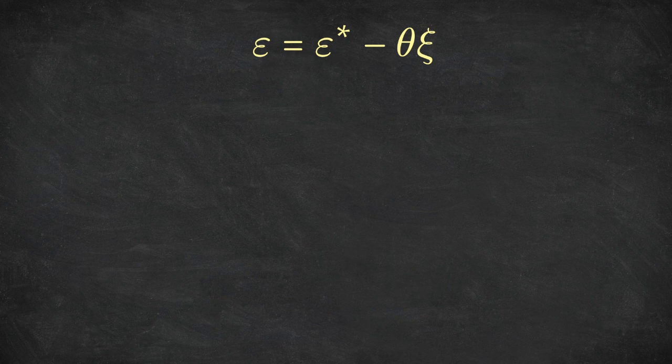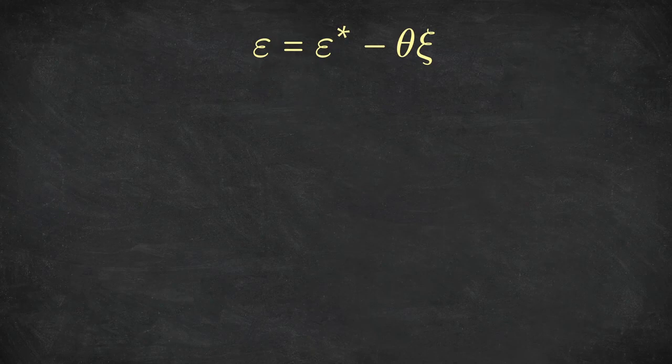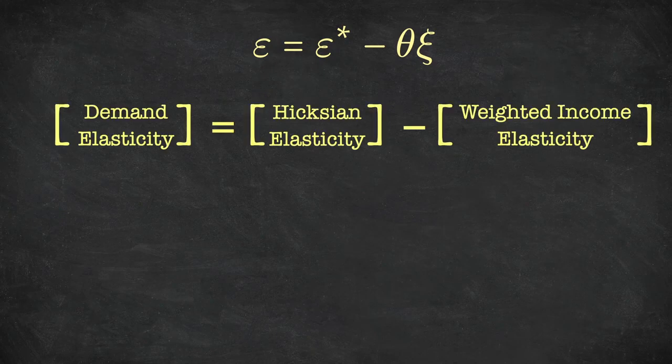This process of cleaning up our equations at the end has left us with a very elegant way of expressing the Slutsky equation as demand elasticity being equal to Hicksian elasticity, elasticity of compensated demand, minus a weighted income elasticity. So now we've derived the famous Slutsky equation, which says that the price elasticity of demand, the responsiveness of demand to price changes, is equal to the elasticity of Hicksian demand or compensated demand minus a weighted income elasticity.